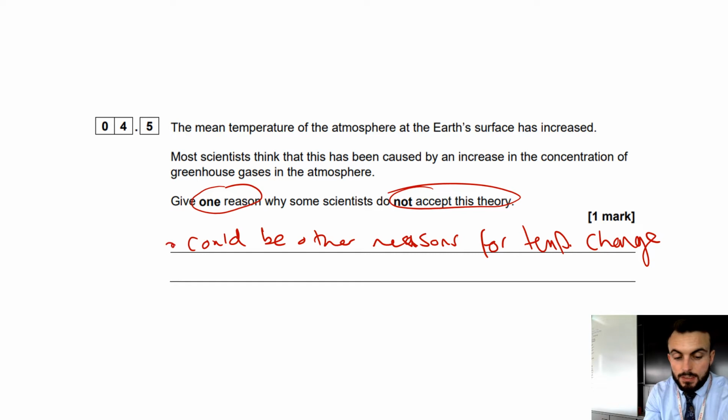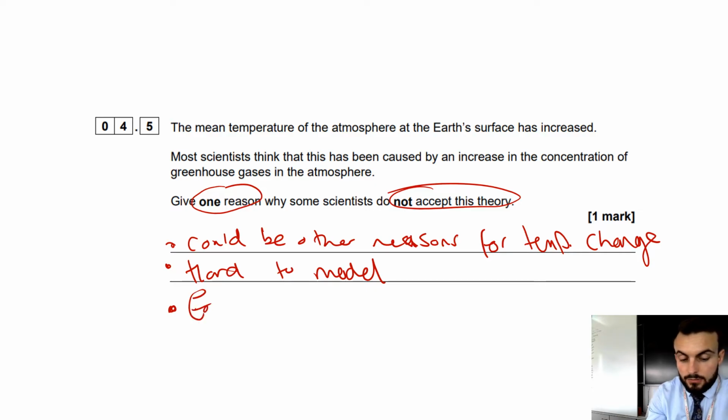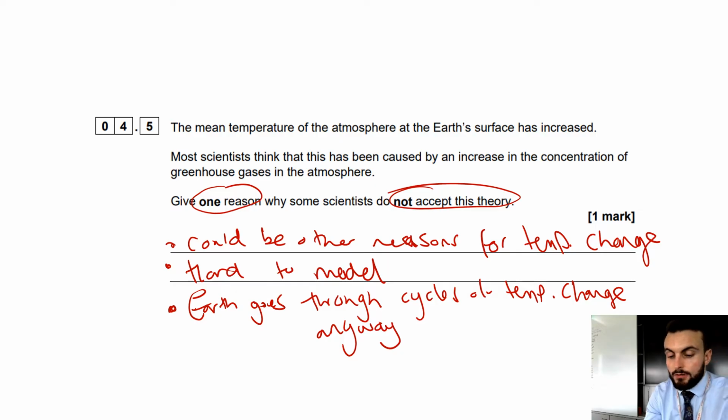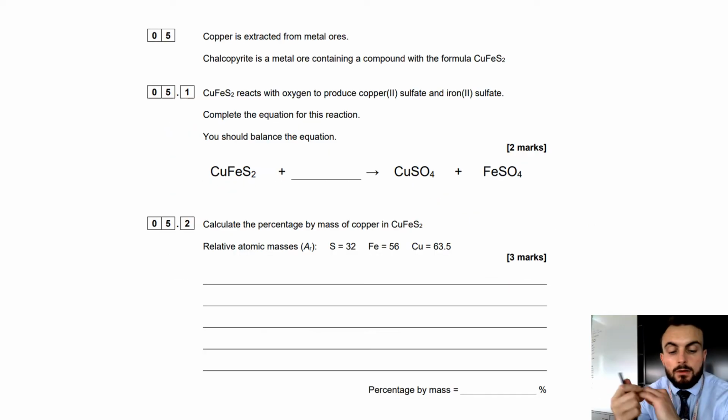You could also say it's hard to model, because there are so many variables over such a long period of time that it's difficult to create concrete evidence. You could also say that Earth goes through cycles of temperature change anyway. So the argument is whether or not we're even contributing to it, whether or not it's just doing what it would always do anyway.